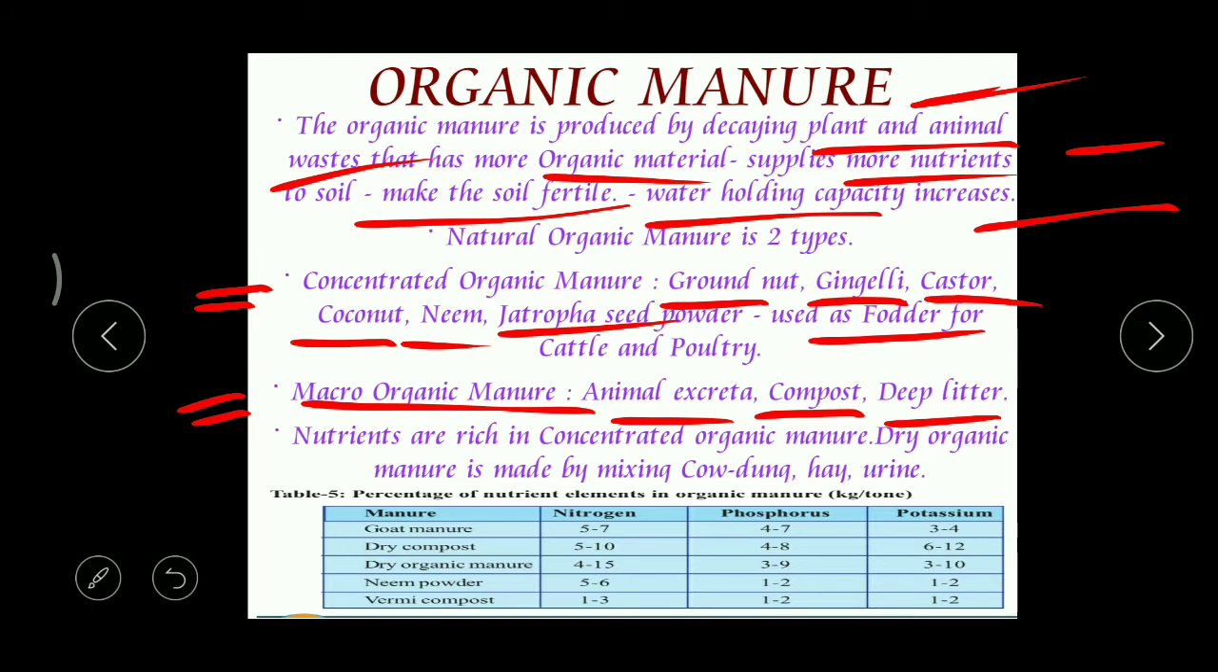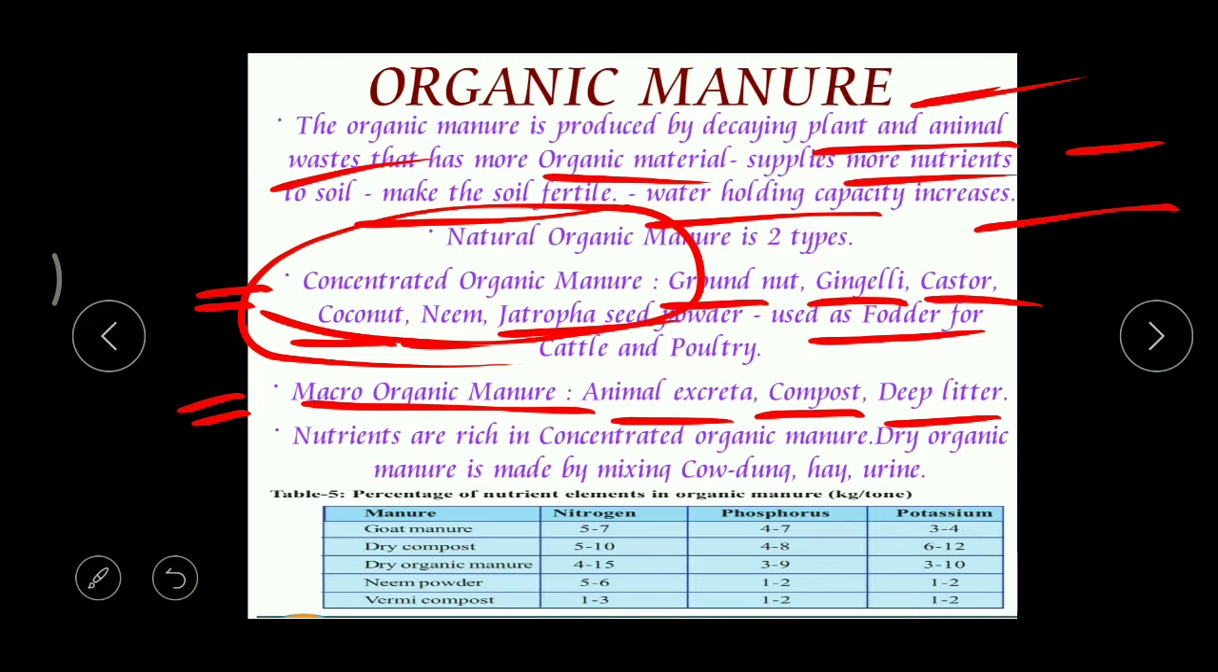So by using these substances, we can prepare organic manure, and that can be called macro organic manure, right? But when we observe these two, which has more nutrient value? This concentrated organic manure is rich in nutrients. Okay, so here you can find this. Okay, and dry organic manure. Dry means without any moisture, without any wetness.